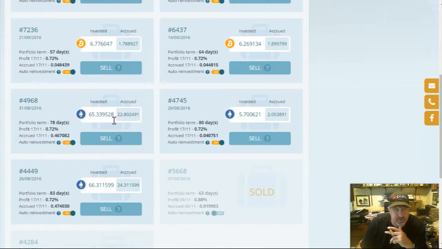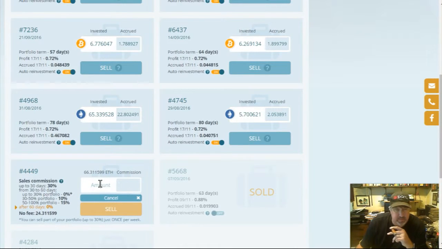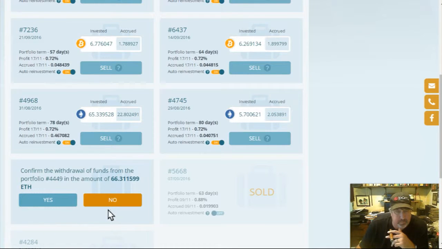So we're going to try and sell these three portfolios and liquidate all three of them and move that Ethereum out into my outside wallet. Let's go ahead and try one of these right now. We're going to sell this first one. We're going to sell the total amount, which is 66.311599. And say sell, confirm it, yes.